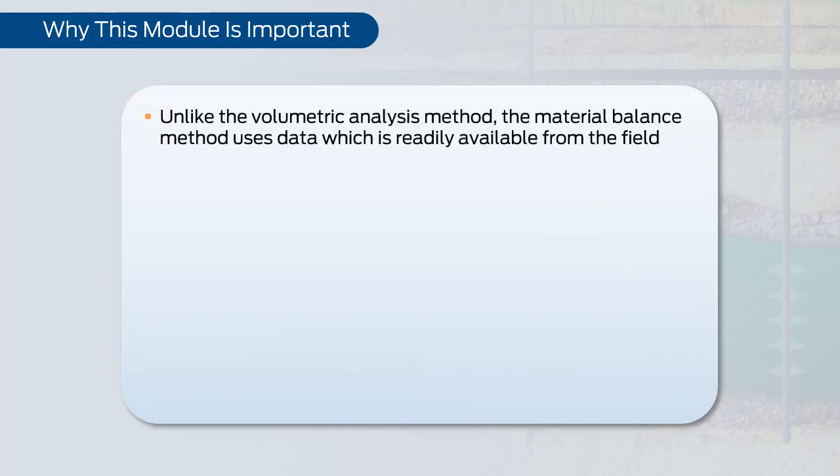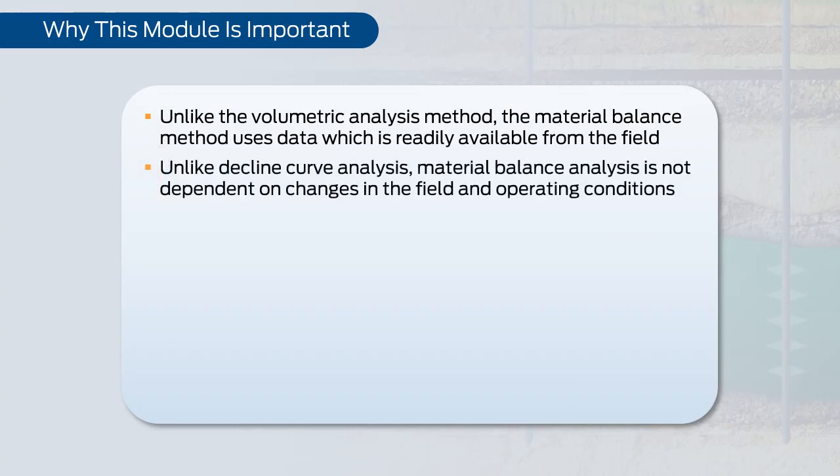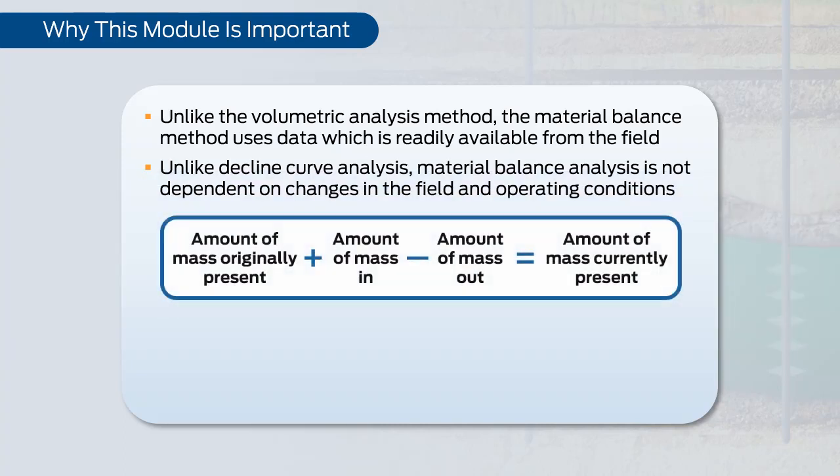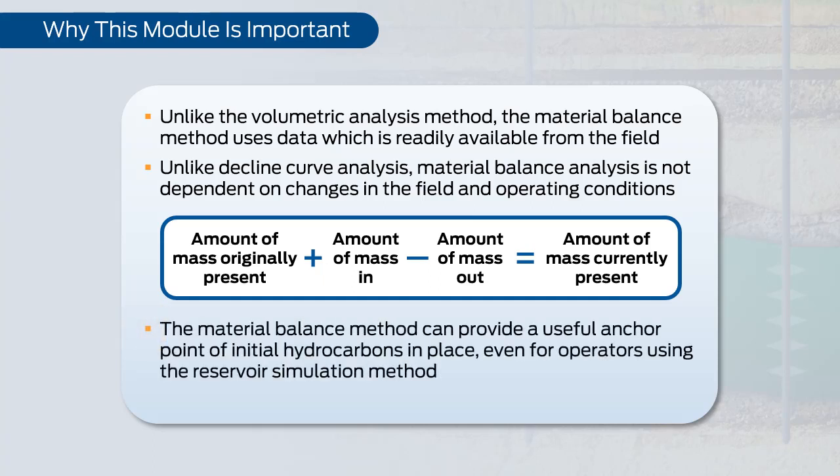Unlike the volumetric analysis method, the material balance method uses data which is readily available from the field. Unlike decline curve analysis, material balance analysis is not dependent on changes in the field and operating conditions. Unlike reservoir simulation, material balance method is simple and can be carried out using few calculations. The material balance method can provide a useful anchor point of initial hydrocarbons in place, even for operators using the reservoir simulation method.